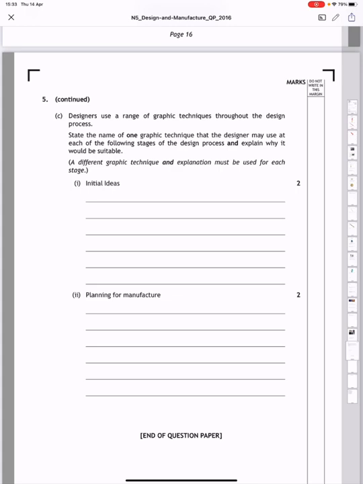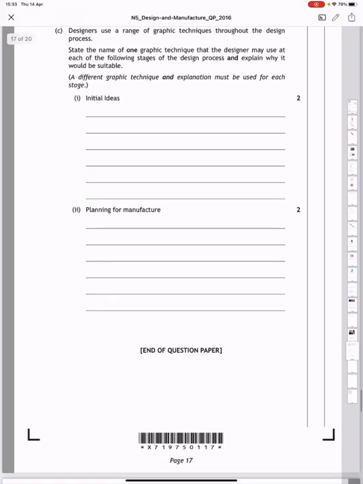The second type of graphic that we need to consider is the type of graphic that would be used during planning for manufacture. Now the types of graphic here, the obvious one would be an orthographic drawing. Okay, but others might include exploded views, scale drawings, sectional views. These types of graphics are often found in this part of the design process, planning for manufacture.